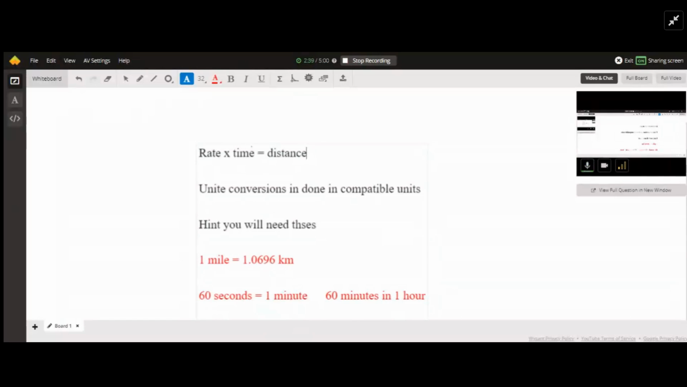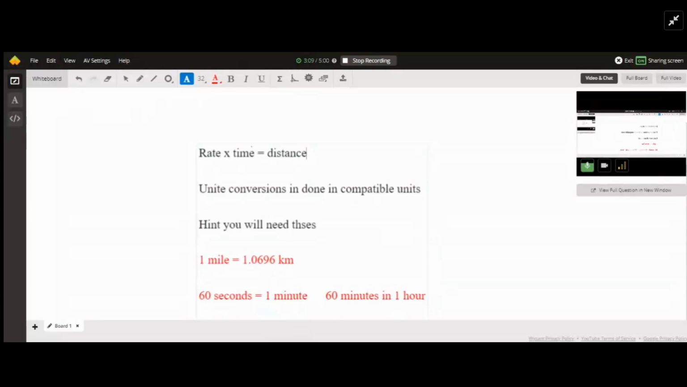Write that equation down. Another thing we need to do is make sure we do some unit conversions, so that we have compatible units for this problem. We can have a rate, a time, and a distance, any of those variables, but if they're not compatible, then it doesn't really work so well. And we're also going to need to know what the conversion factor is.